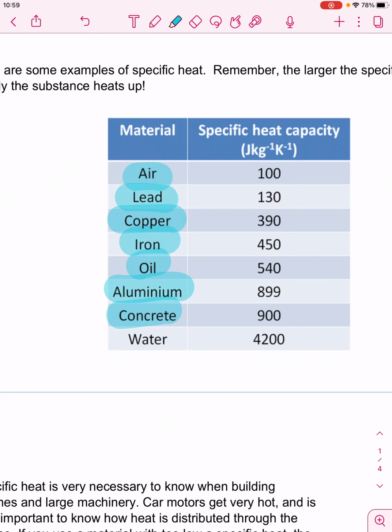Now, aluminum and concrete, they kind of are up there in terms of being a little bit higher. So I don't know necessarily that I would include those, but the first 5 for sure. But if you included aluminum and concrete, it wouldn't be terrible, but they're probably more so in the middle in terms of specific heat.